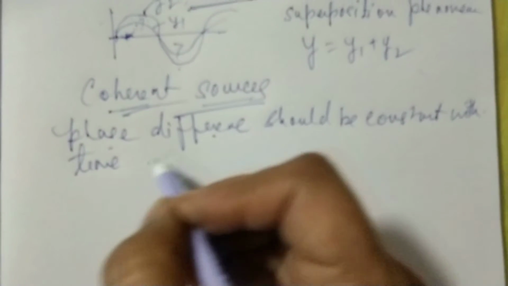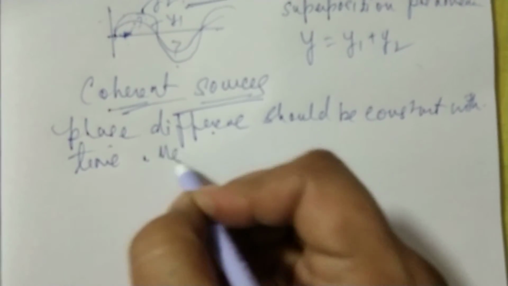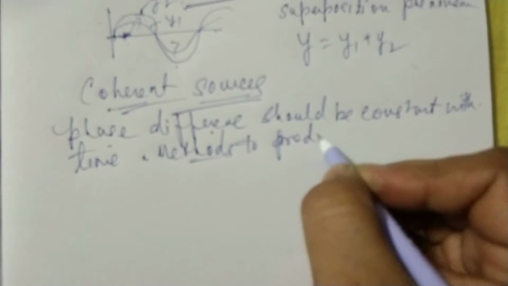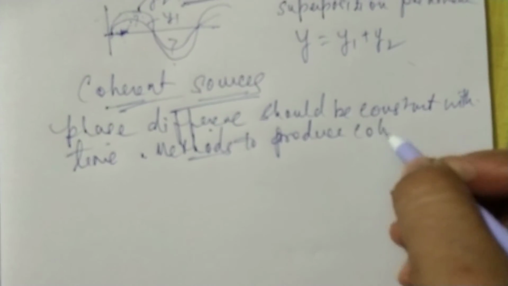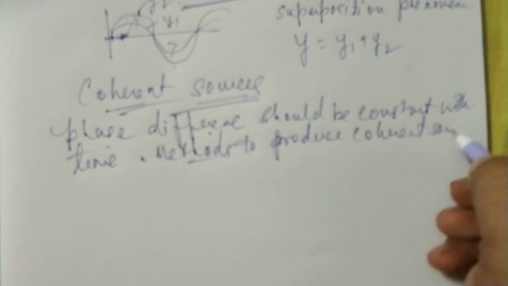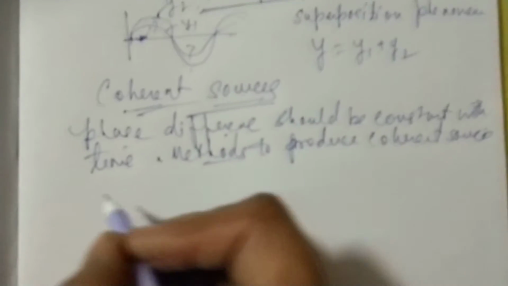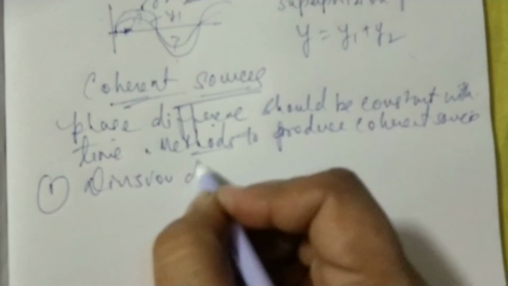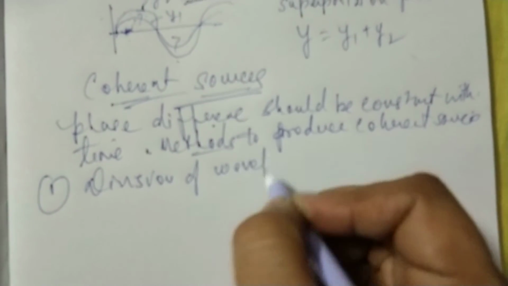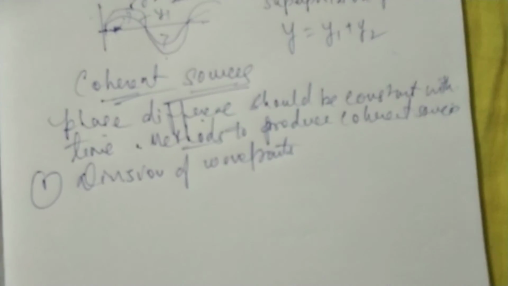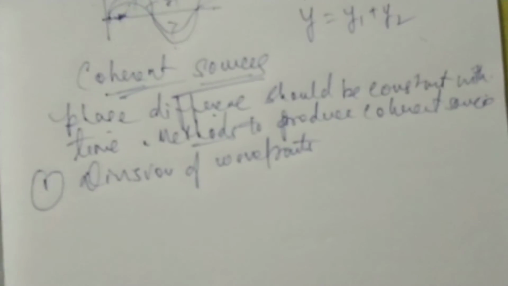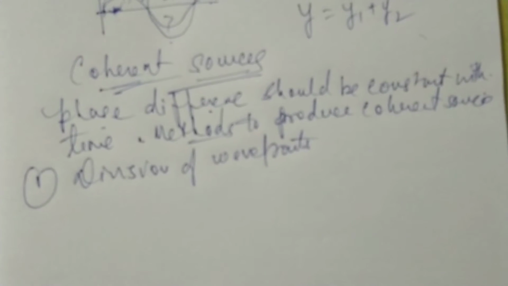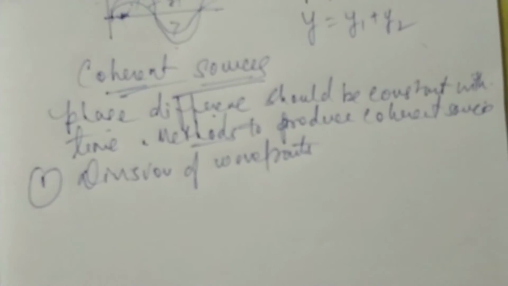Now there are two methods to produce coherent sources. What is the first method? The first method is the division of wavefront. It simply means that we have seen what exactly a wavefront is. If we take a wavefront, we can divide it into two parts so that it satisfies the condition of coherent sources.